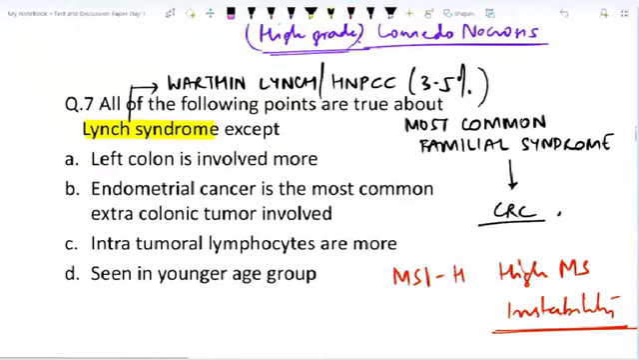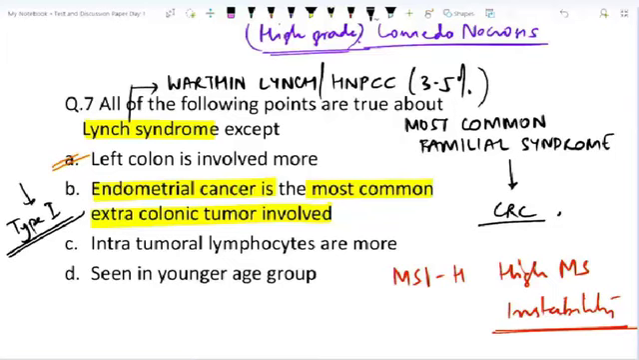So when you look at the options, left colon is involved more. Is that true? Is the left colon involved more or the right colon involved more? The right colon is involved more, right? So this is the answer. Endometrial cancer is the most common extracolonic tumor involved. Yes, this is very true. Endometrial carcinoma type 1, which occurs with hyperplasia and unopposed estrogen exposure, is the kind of cancer that you see. Intratumoral lymphocytes are more, yes, and they are seen in younger age group. In fact, I think around 35-40 years is the mean onset.